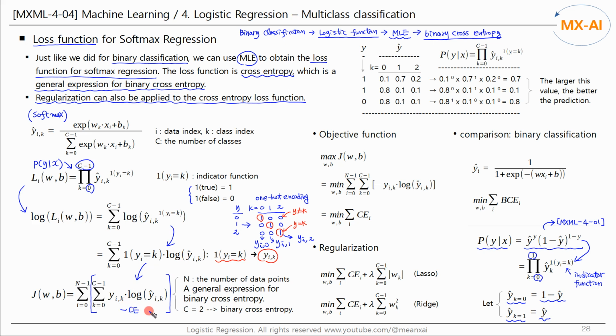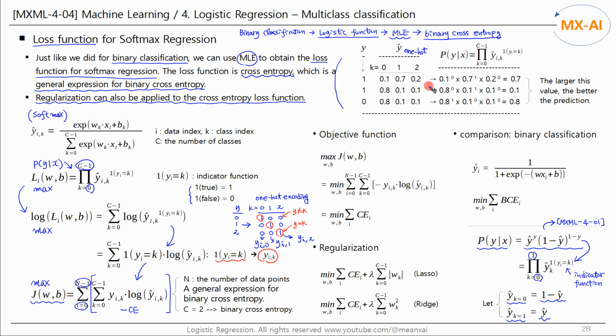If we sum up all the negative cross-entropy over all the data points, this is the negative loss function for softmax regression. Our goal is to maximize this negative loss function. Let's see why.